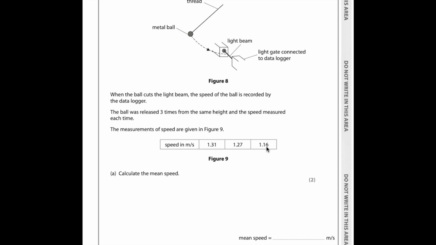We've just got to add them together and divide it by 3 because there's 3 readings. Make sure you use the brackets so that it's not just the last number that gets divided by 3. And that comes out as 1.2466 recurring. How many decimal places? I would put it to 2 because they've put all of theirs to 2. So that goes to 1.25.